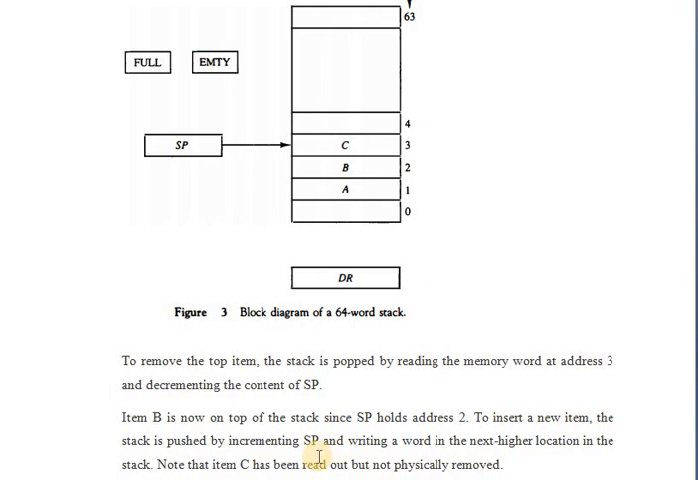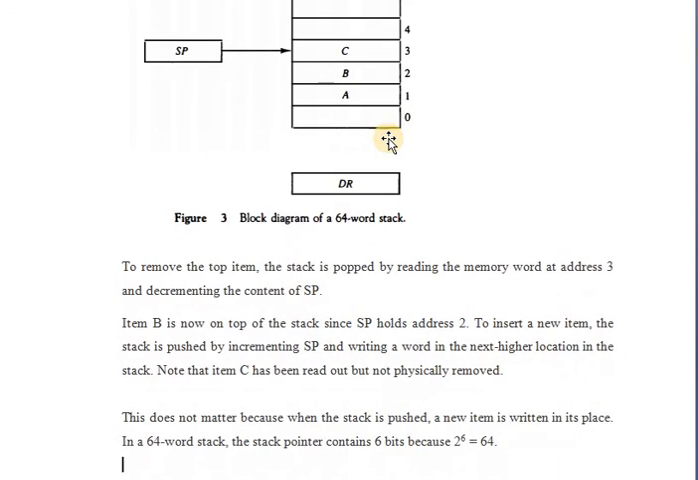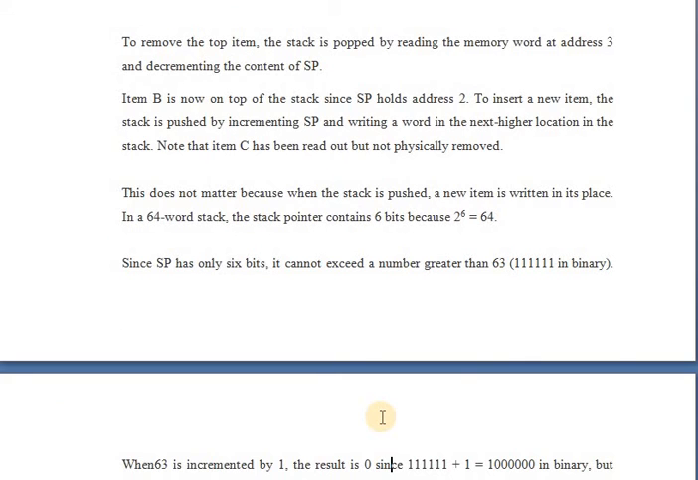To insert a new item, the stack is pushed by incrementing the stack pointer. If you are inserting C again, and then any element D, E, the pointer will move upwards: 5, 6, 7, up to 63. So likewise it will increment when you are inserting. Note that item C has been read out but not physically removed. This does not matter because when the stack is pushed, a new item is written into that place.